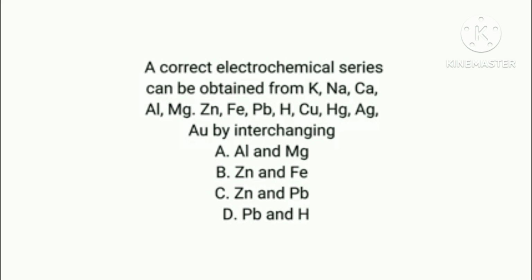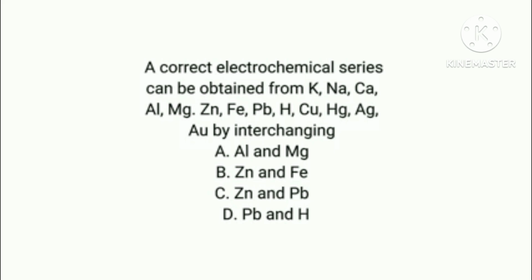So here we'll have the elements arranged in order of decreasing reactivity. It therefore means that from this arrangement, potassium is the highest, the most reactive element, then followed by sodium, down like that. But something is wrong with this electrochemical series that's written here. This is not the correct order, right?